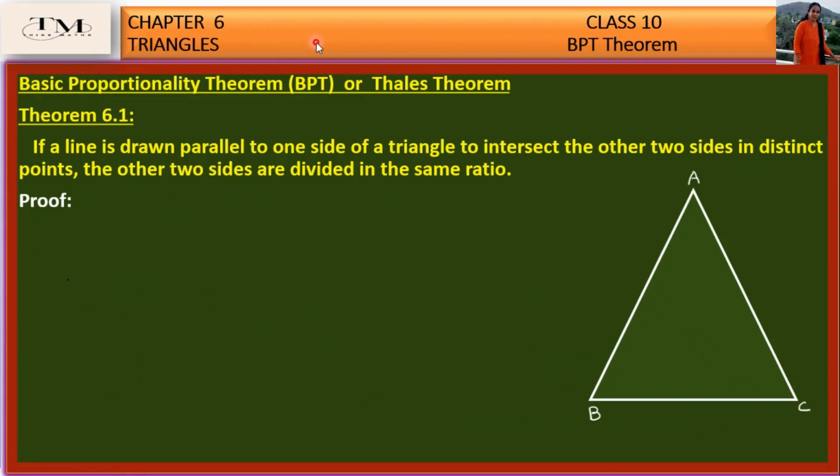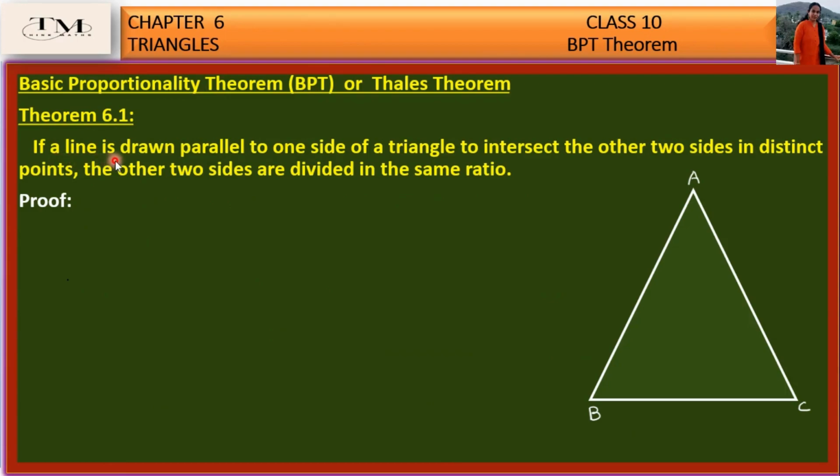We are in class 10 Maths, chapter 6, Triangles. In this session, we are going to discuss the basic proportionality theorem. It is also known as Thales theorem because a Greek mathematician named Thales found the rule for the triangle. So it is also known as Thales theorem or BPT theorem or basic proportionality theorem. What is the theorem? It is theorem 6.1 in the book.